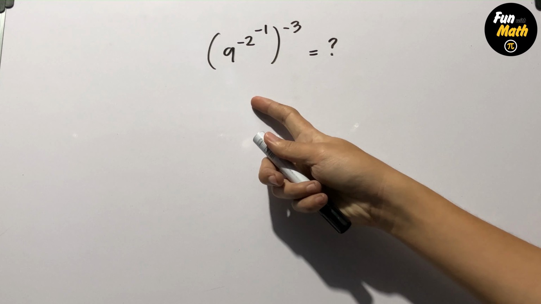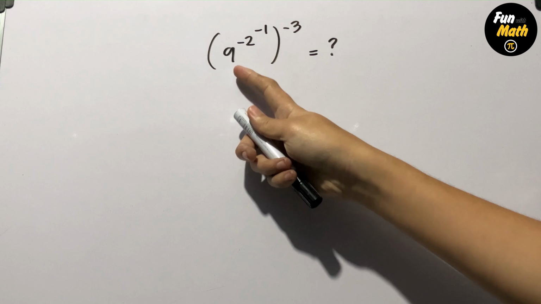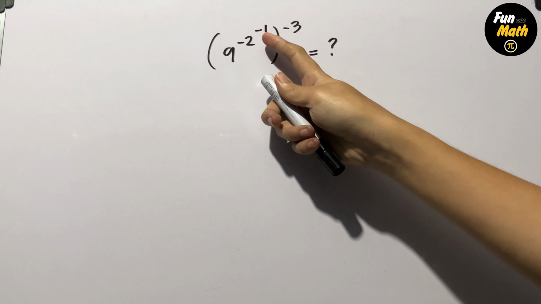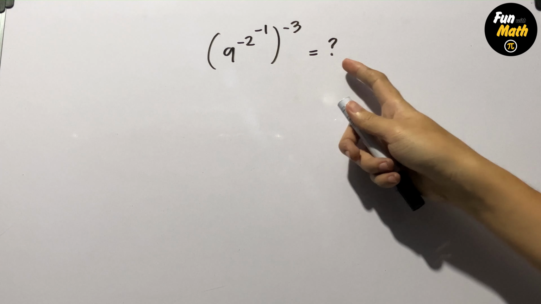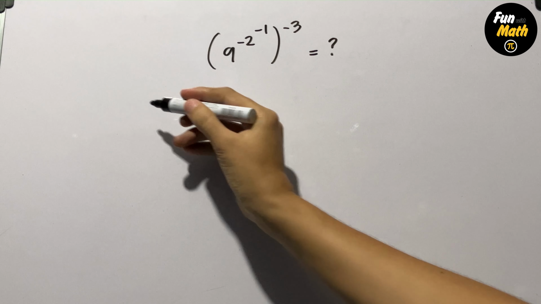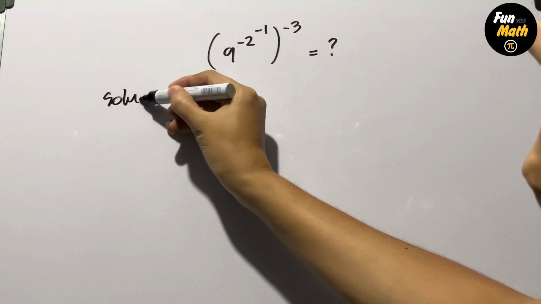Here's another problem. 9 to the power of negative 2 to the power of negative 1 whole to the power of negative 3 is equal to what? So here's our solution.